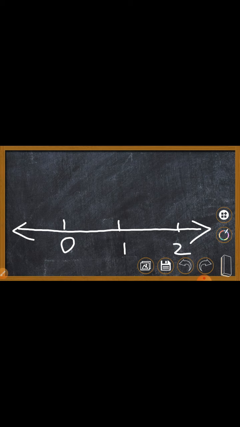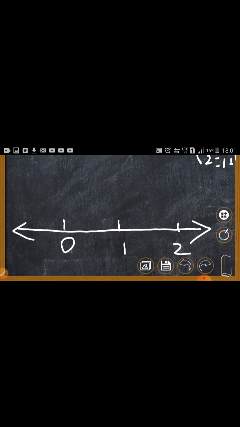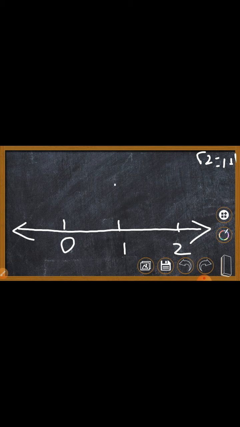So first this is the number line: 0, 1, 2. Since root 2 is equal to 1 plus 1, I will draw a perpendicular over here. I'll cut off 1 centimeter over here, because root 2 is 1 plus 1. Now I will join this. So this hypotenuse over here is my root 2.